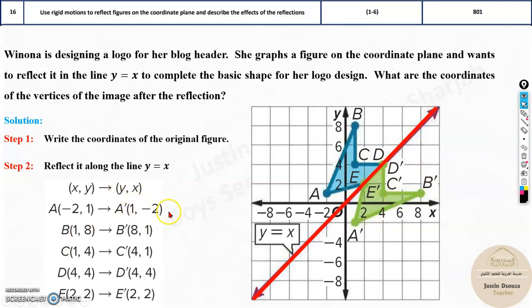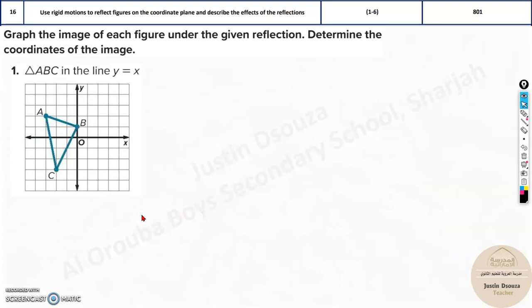This is the easiest of all if it's the y equals x line. It's a 45-degree line like this, a slanted line, and it will reflect everything just by changing the coordinates. You can always use this formula. Now, here are some problems. You need to try it by yourself.